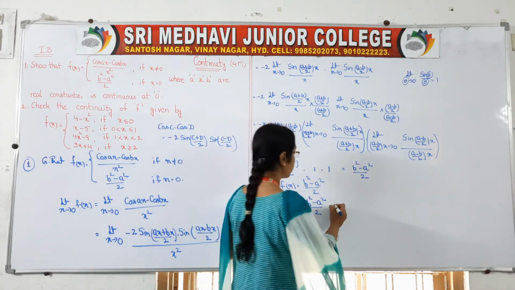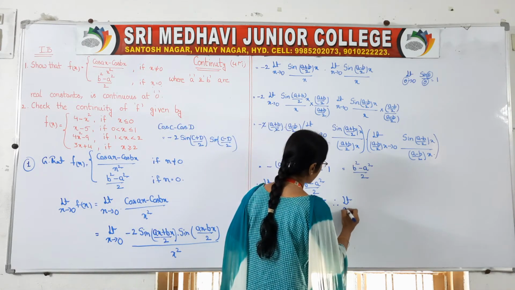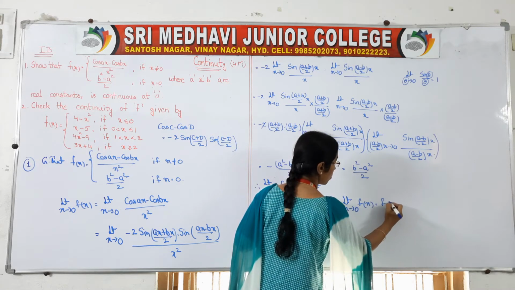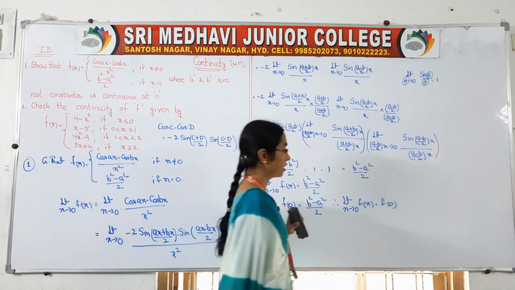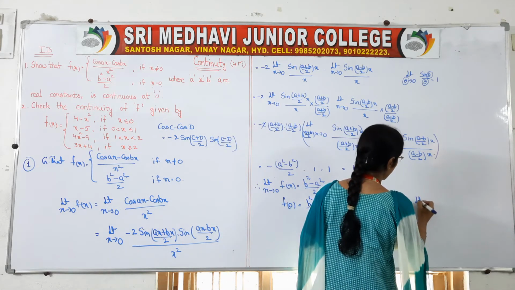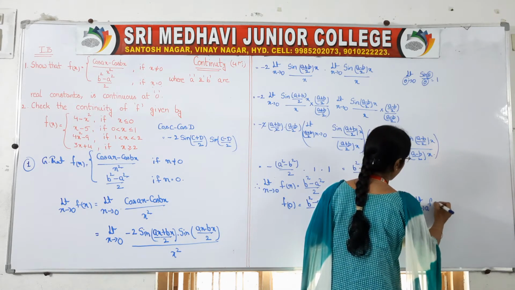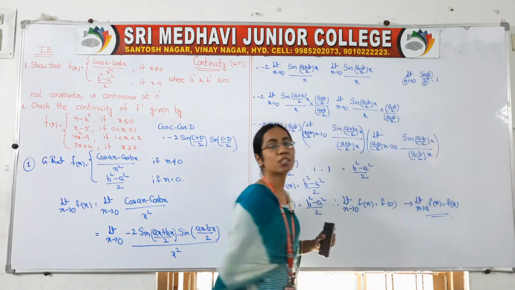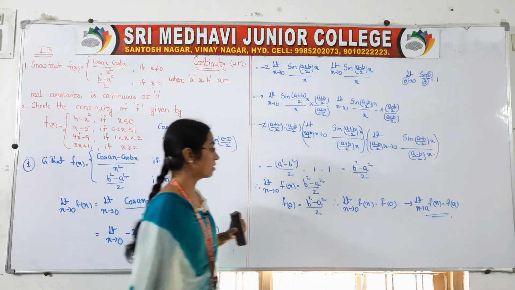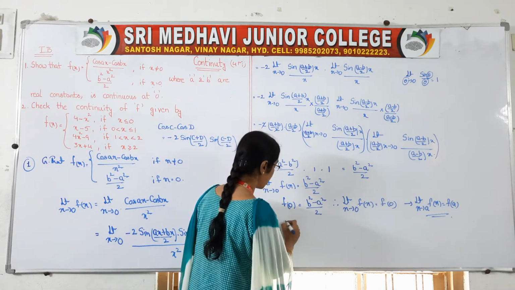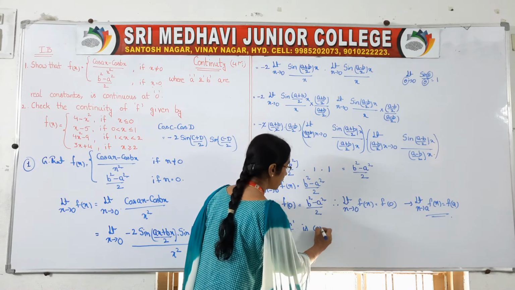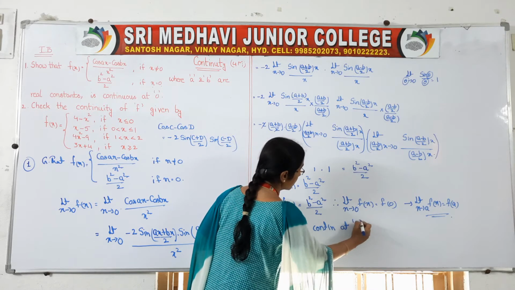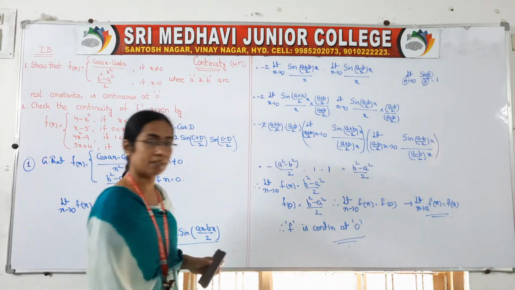Okay, so therefore we got limit x tends to 0, f of x is equal to f of 0, right? Which is in the form of limit x tends to a, f of x is equal to f of a. That is the condition for the function to be continuous. So therefore f is continuous at 0. That is the answer.